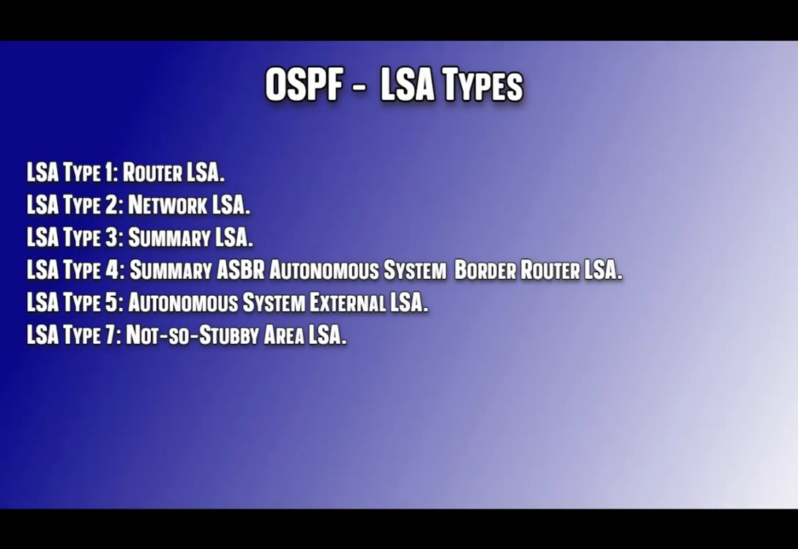As mentioned previously, OSPF uses LSA or link state advertisement packets. This is how it builds the topology of the network. These are the 5 types of LSAs that we are concerned with.